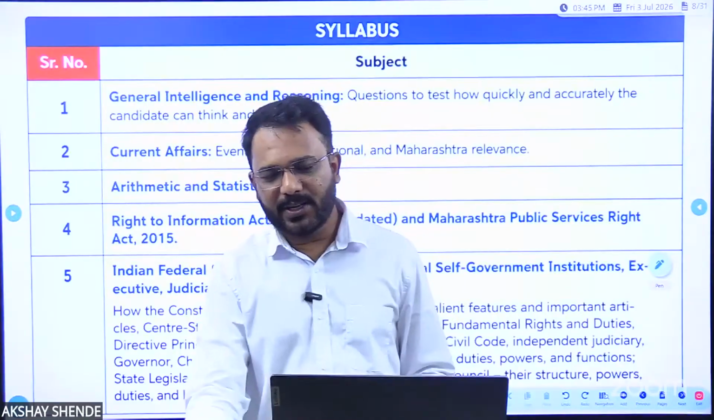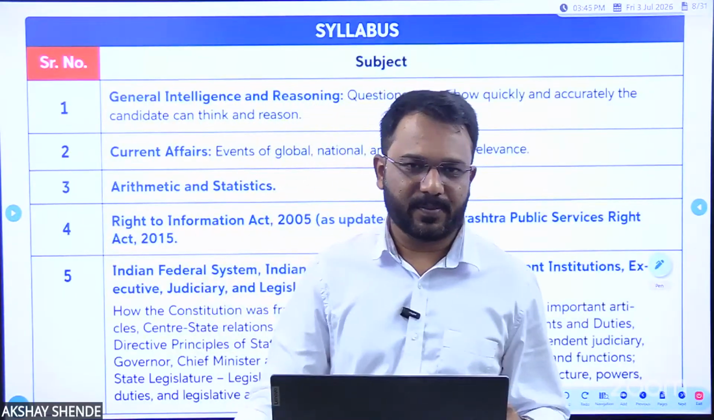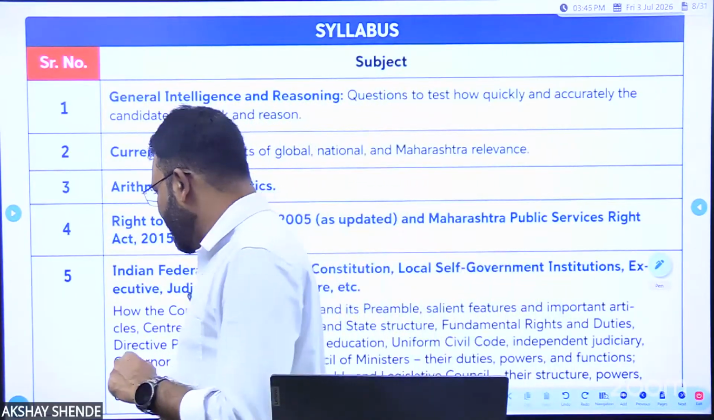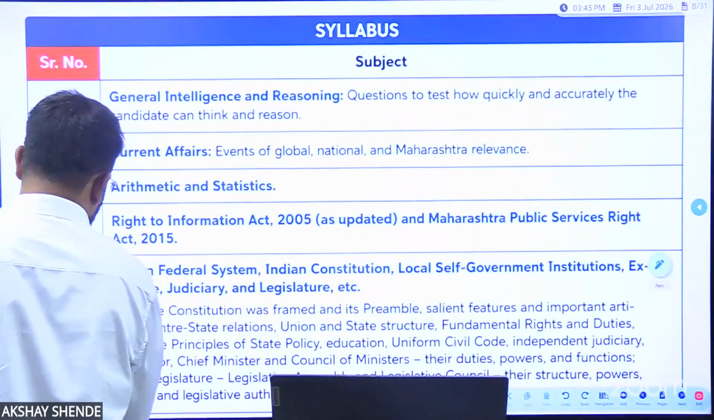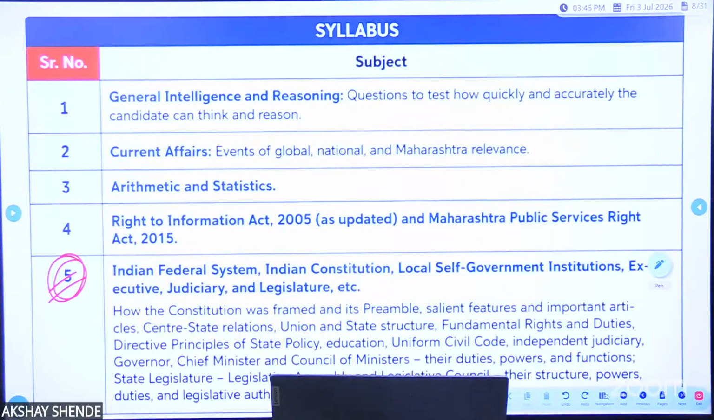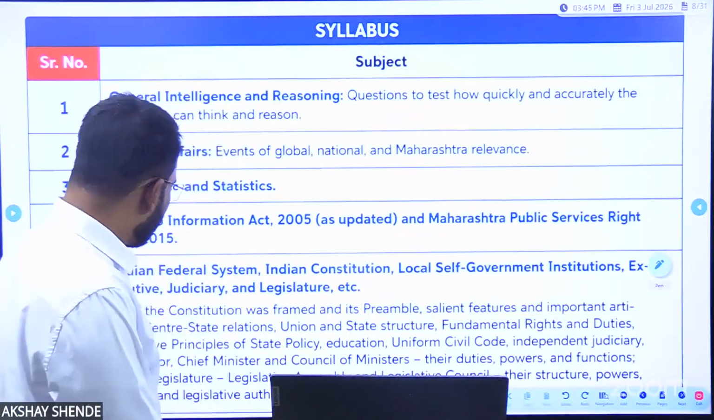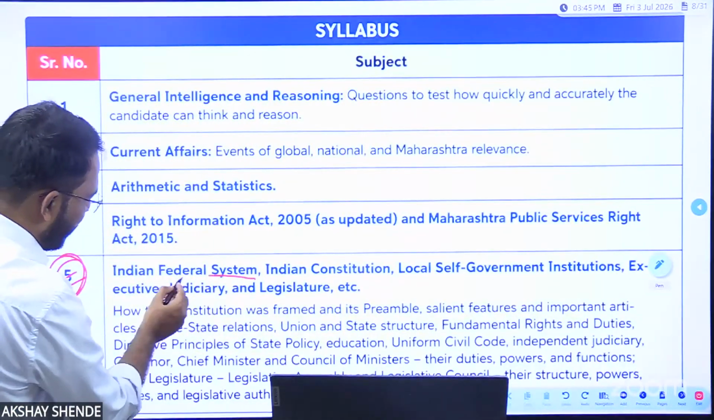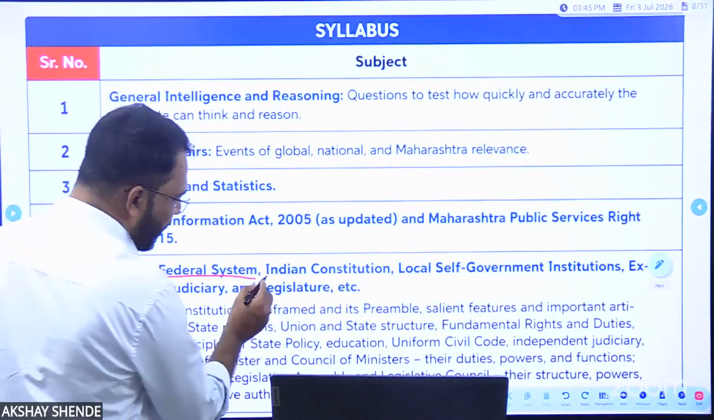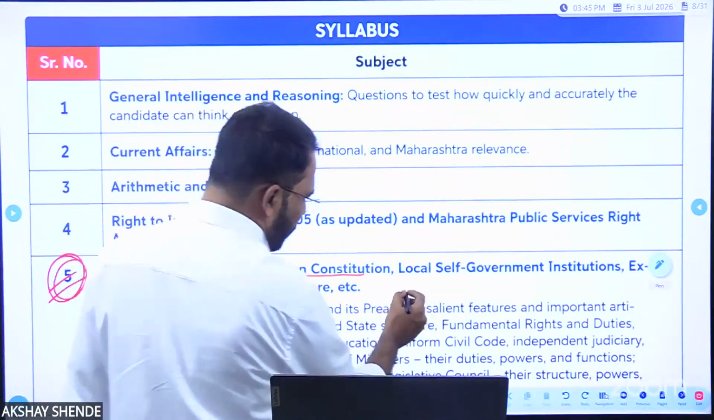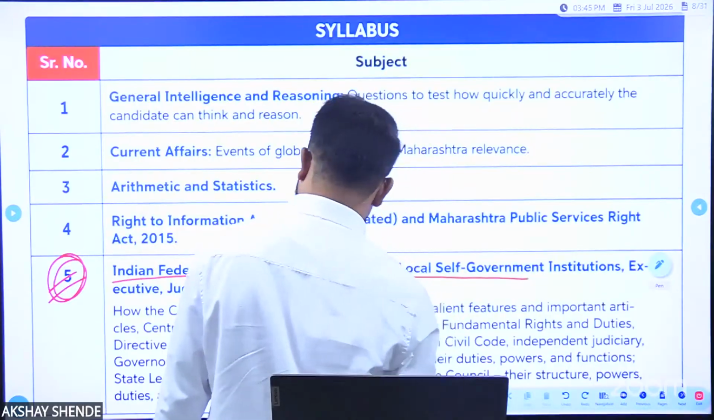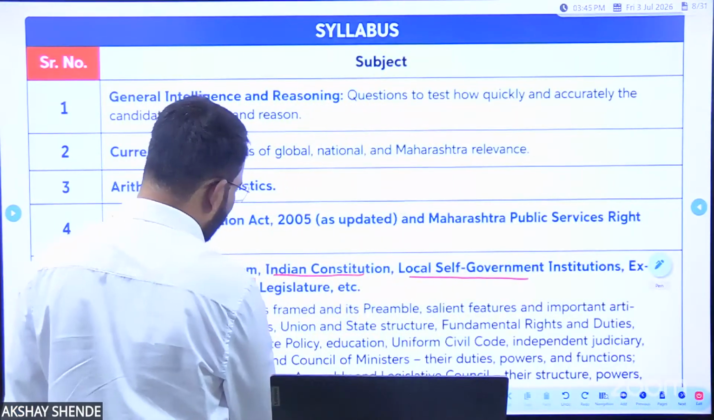Now let's move on to the main section. So here in the main section syllabus they have explained you in detail that what are their requirements. Yes, so first they have mentioned you Indian federal system, Indian constitution, local self government and executive, judiciary and legislature.